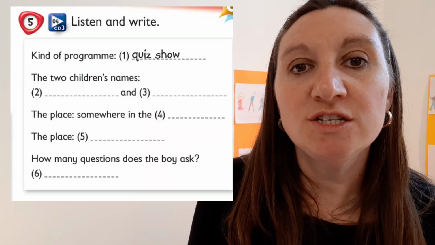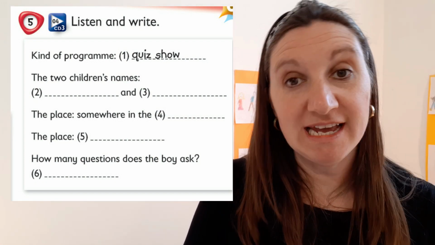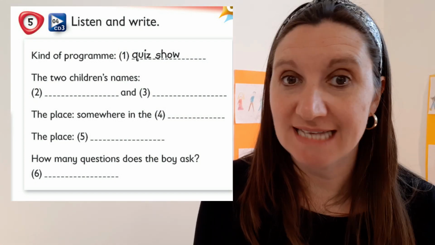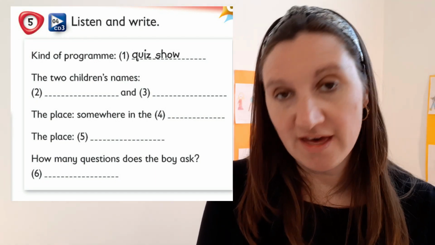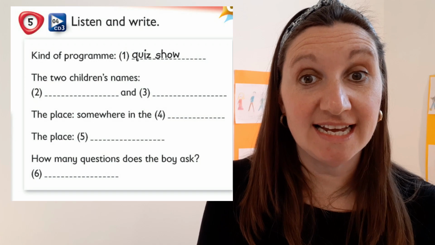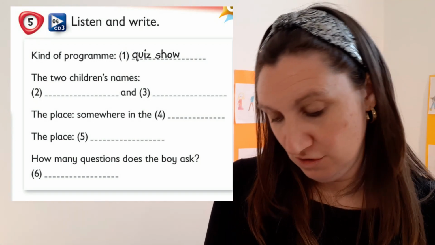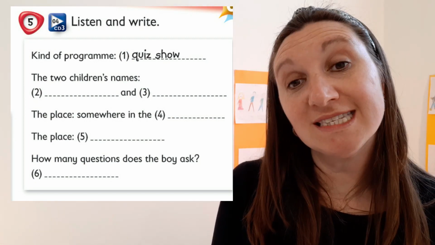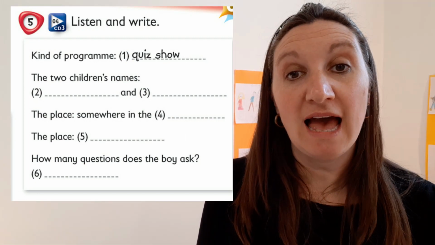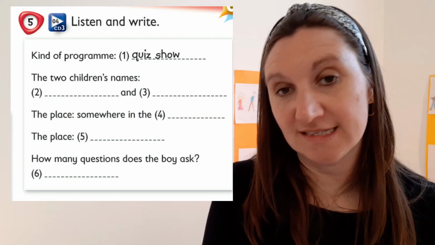Okay, let's go through the answers. The 2 children's names are number 2, Harry, and number 3, Sally. The place, somewhere in the city. Number 5, the place, the sports centre. And number 6, how many questions does the boy ask?